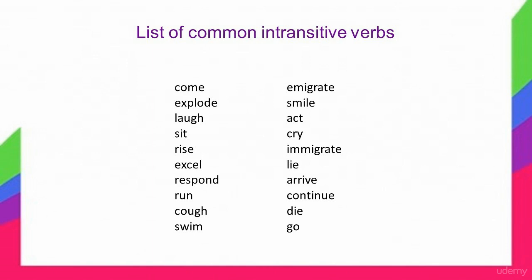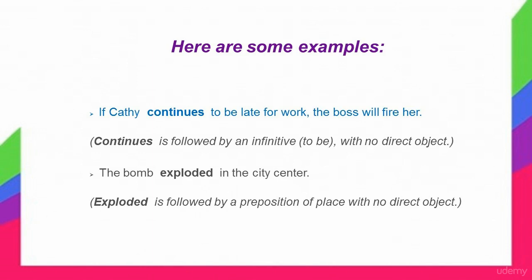Here are some examples. If Kathy continues to be late for work, the boss will fire her. Continues is followed by an infinitive, to be, with no direct object. The bomb exploded in the city centre. Exploded is followed by a preposition of place with no object.